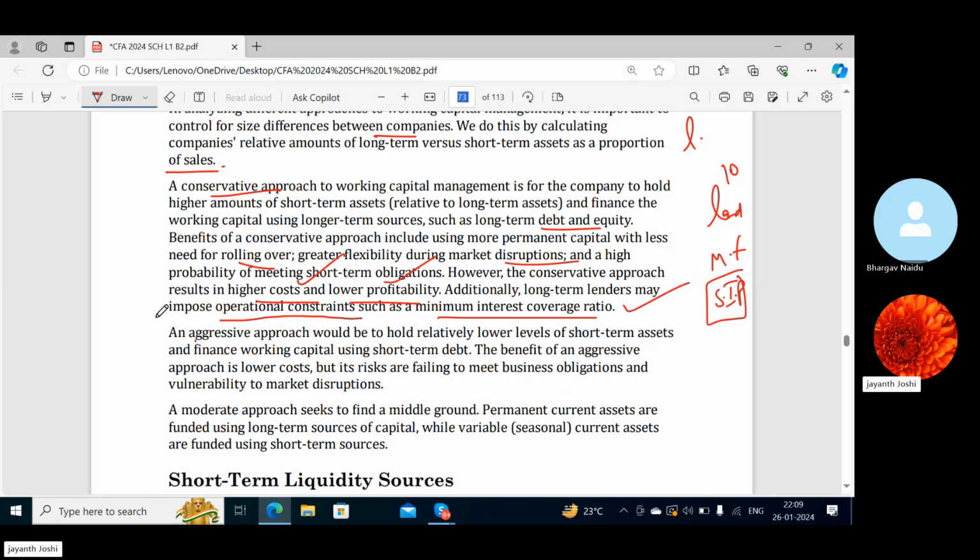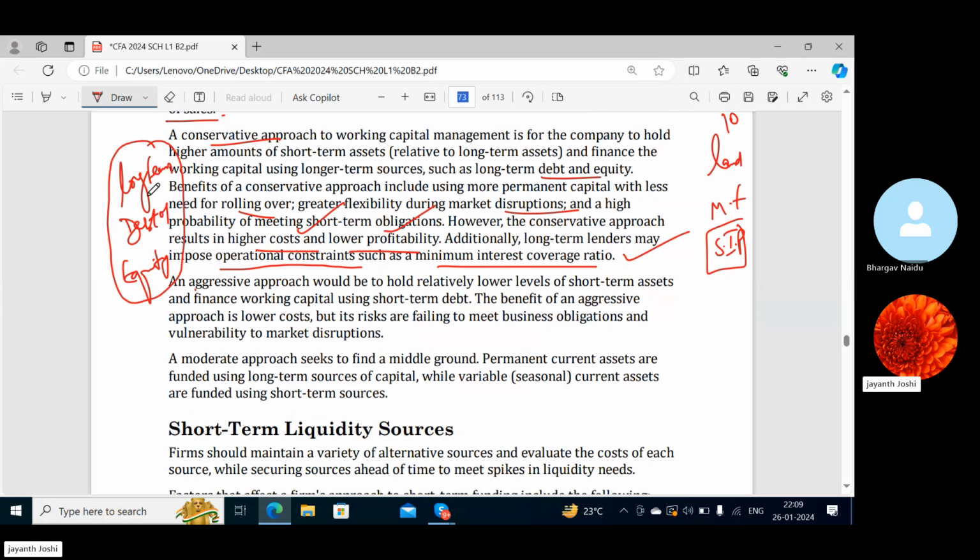Now we have just discussed about the conservative approach, whereby more of long term debt or equity is utilized for meeting the working capital requirements rather than short term assets, and this eats away profitability, and the cost is high to the company. Okay, and more restrictions as well. Now aggressive approach would be to hold relatively lower levels of short term assets and finance working capital using short term debt.